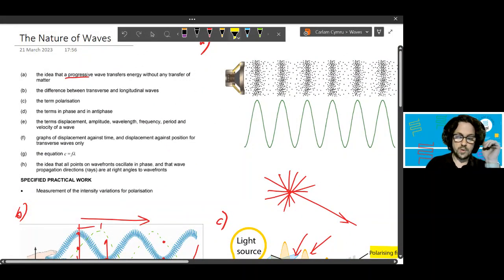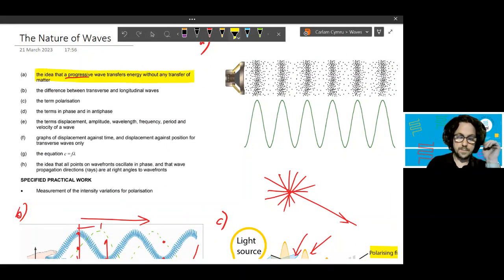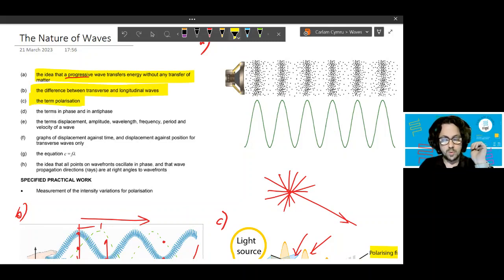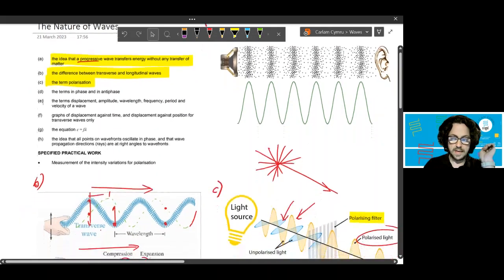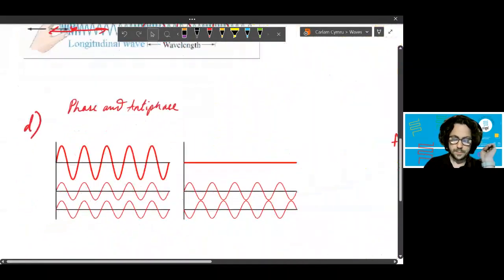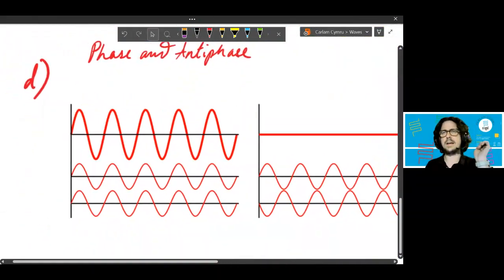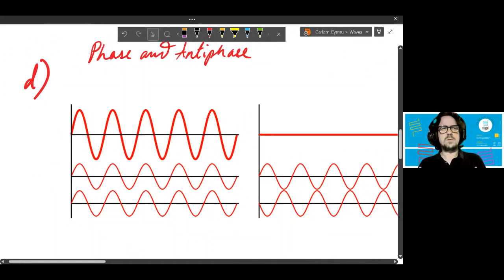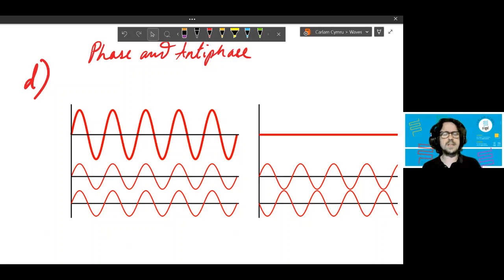That will do for polarization. So I'm going to say that's done: the difference between transverse and longitudinal waves and the term polarization. Now we're going to move on to the terms phase, in phase and in antiphase. This is to do with two waves and the interaction of two waves.